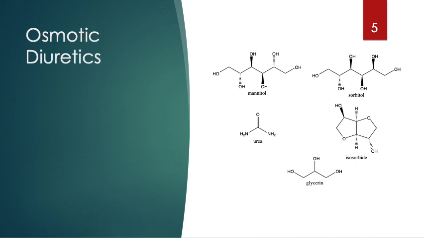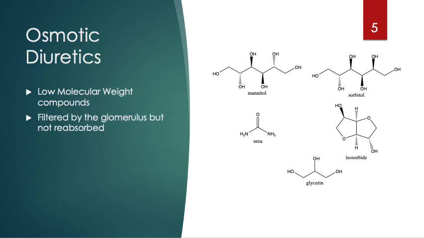The first class of diuretics that we'll take a look at are the osmotic diuretics. Osmotic diuretics are low molecular weight compounds that are filtered through the Bowman capsule but have limited reabsorption. So they're not readily reabsorbed, and in doing so, they increase the osmotic pressure inside of the tubule, causing water to pass from the body to the tubule. They are not commonly used in the treatment of hypertension.